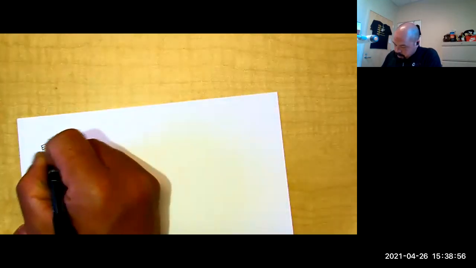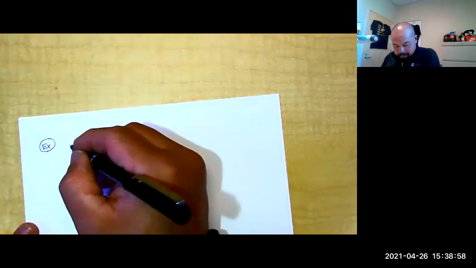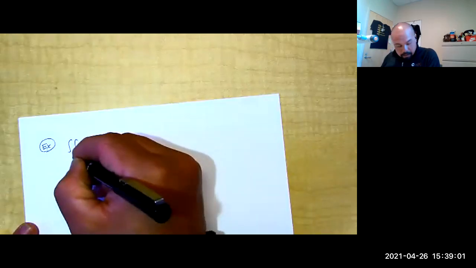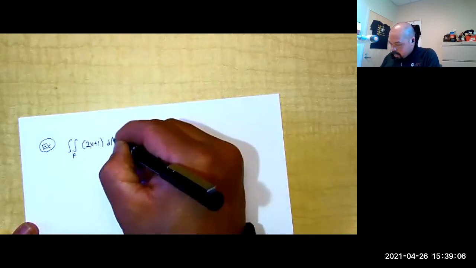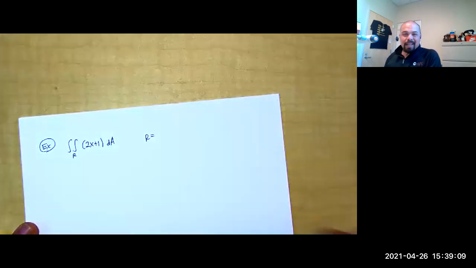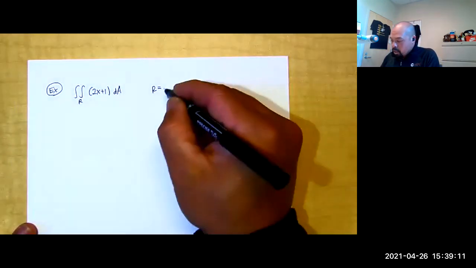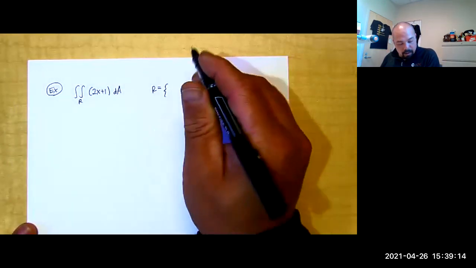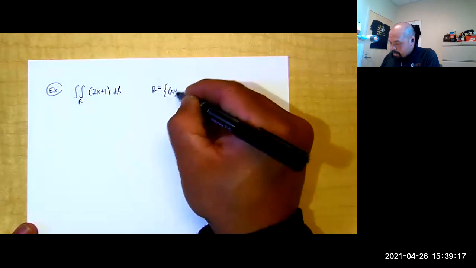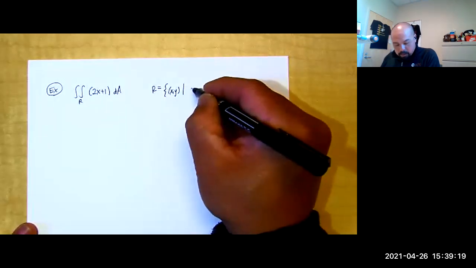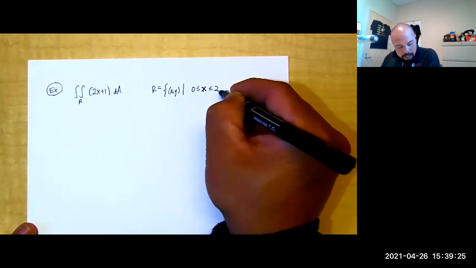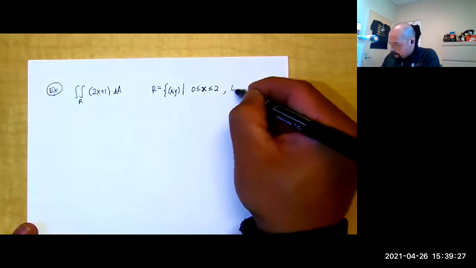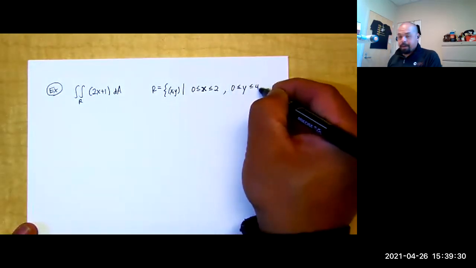Okay, so for this example, let's check out this one. Integrating over the region R of our function 2x plus 1 dA, and this region R that we're dealing with, again, in this lecture, we're only talking about rectangular regions. So we're integrating over the set of ordered pairs, this rectangle, where x goes from 0 to 2, and y goes from 0 to 4.